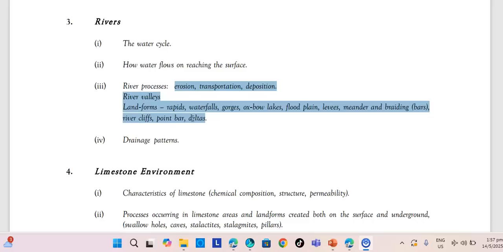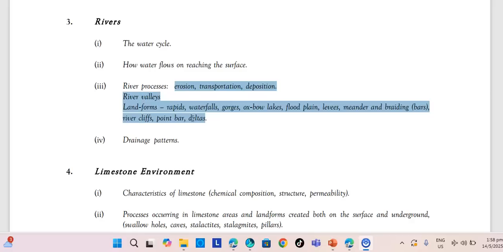A floodplain is a flat area beside a river that gets flooded when the river overflows. When the water slows down, it drops sand and silt, making the soil rich and fertile. So plain areas are good for farming. Braiding happens when a river splits into small channels separated by sand or gravel bars. This happens when the river carries a lot of material and loses energy, dropping it in the channel.